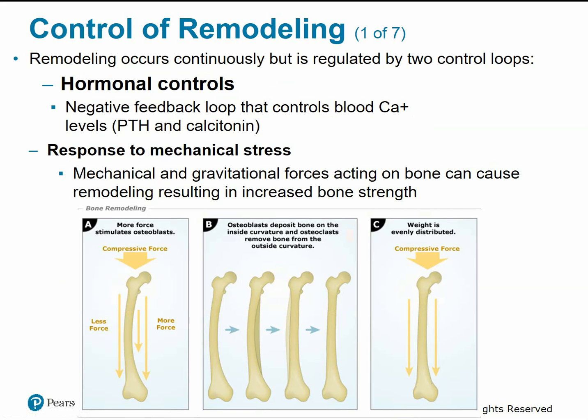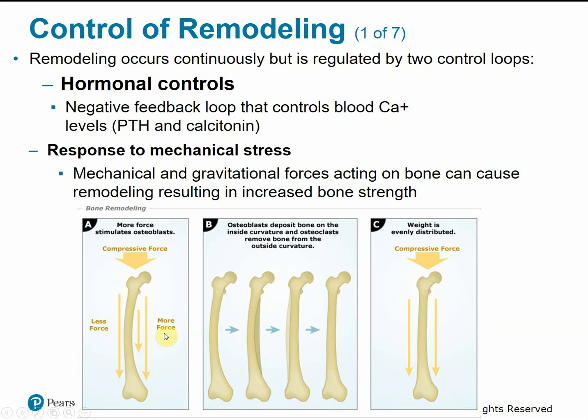Remodeling occurs continuously but is regulated by some control loops. Hormonal controls of blood calcium, so parathyroid hormone and calcitonin, right, to maintain blood calcium levels. So parathyroid hormone raises blood calcium, calcitonin lowers blood calcium. Remodeling also occurs in response to mechanical stress, so increased weight or compressive forces on the bone can change their shape. So in this example, this bone is slightly bowed a little bit. It's not completely straight. So there's more force being exerted on the medial surface or the inside of the bone.